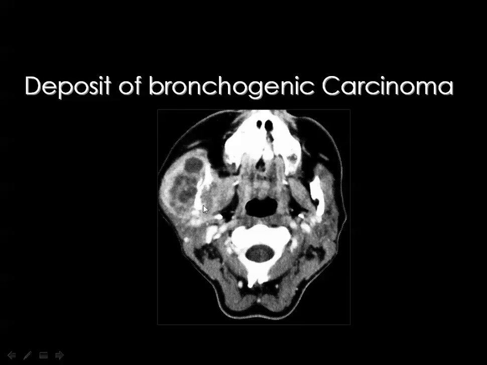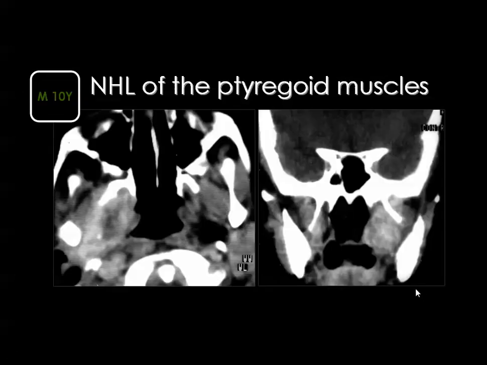There is a big mass, and the mass is also infiltrating the pterygoid and the masseter muscle, destroying the mandibular ramus, encroaching on the parapharyngeal fat. And this is a child, you can see a heterogeneously enhanced mass infiltrating the pterygoid muscles. And you remember, in the pediatric age group, you consider the possibility of lymphoma or rhabdomyosarcoma.